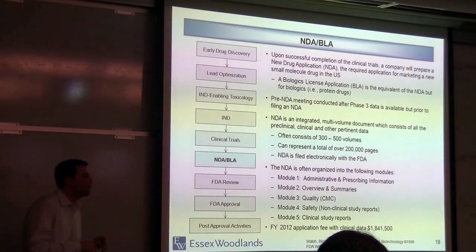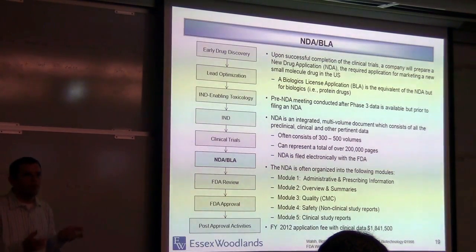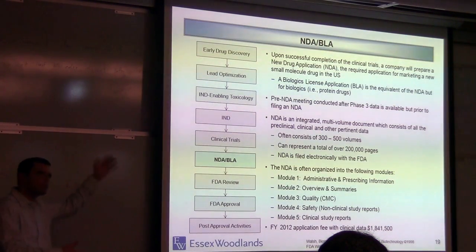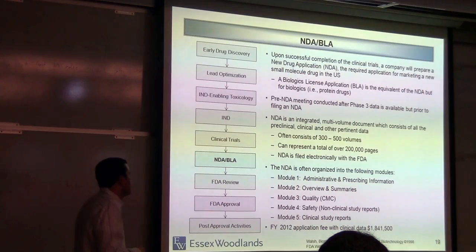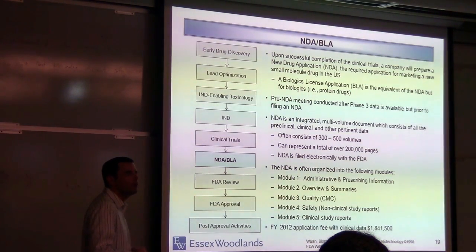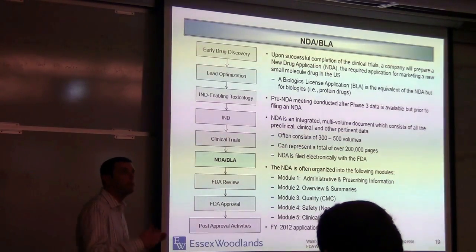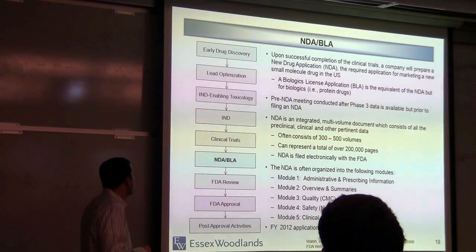And in 2012, if you're filing an application with the FDA and you're asking them to look at clinical data, so basically the type of application I've outlined here, the fee for them to look at it is about $1.8 million, and that pays for them to have a team of people review the application.